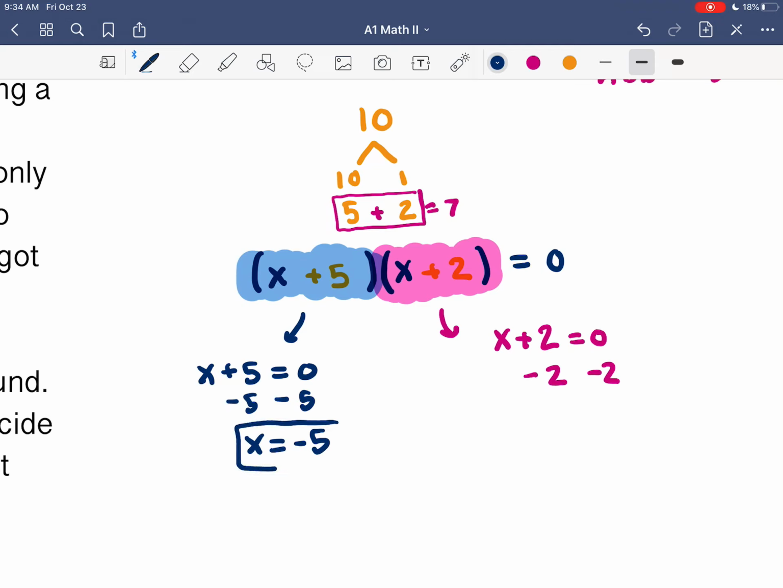So on this one it gives us -5 when we solve, and this one gives us -2. Notice that this time around, with greatest common factor, one of our answers is always 0. With factoring, that is absolutely not true. One could be 0, but most likely not, right? So those are our two answers, -5 and -2.